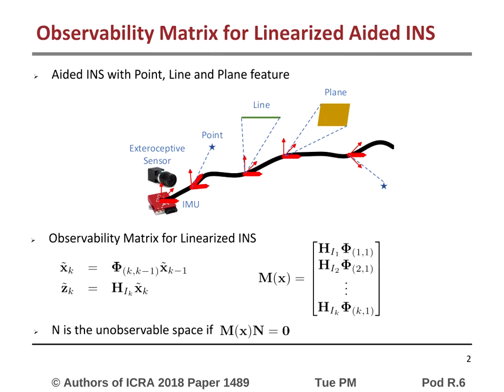The observability matrix for linear INS is Mx, which contains two parts. One is the measurement Jacobian, the other is the state transition matrix. And we see that N is the unobservable space if MxN equals 0.